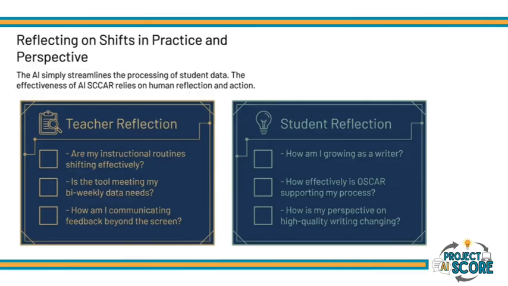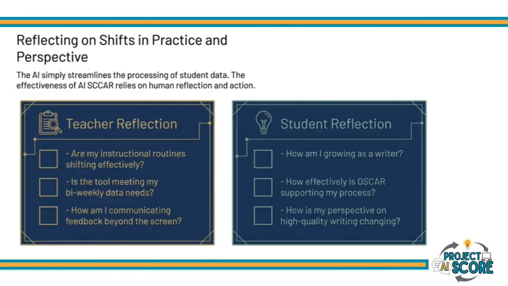Reflecting on AI use is also important for students. Teach your students to reflect on how they are growing as writers and how Oscar is supporting them. Thinking through how their perspective of high-quality writing changes over time ensures that the AI is augmenting their learning process rather than doing the learning for them. We encourage our participating teachers to share these reflections with our research team.